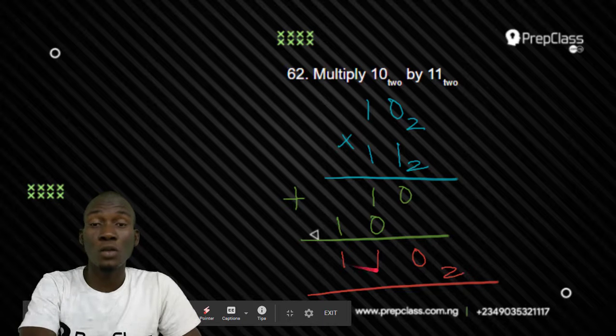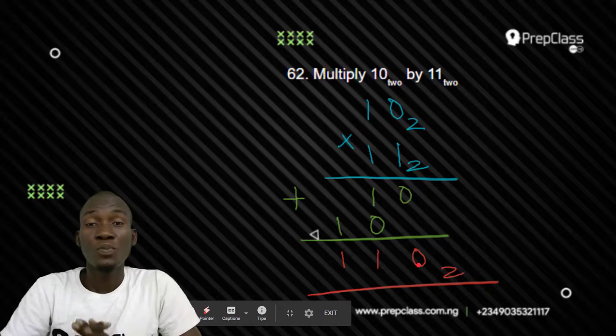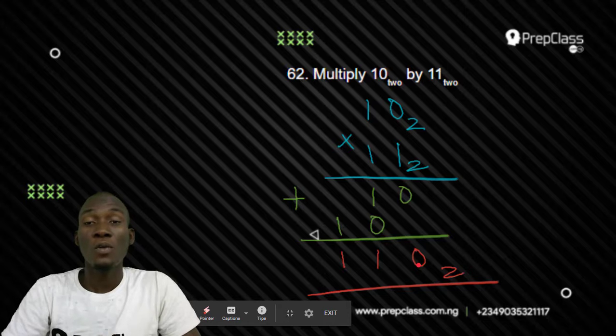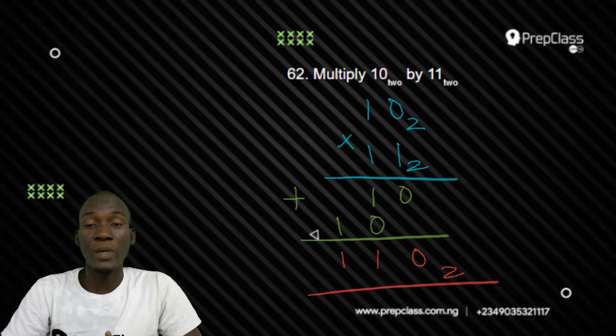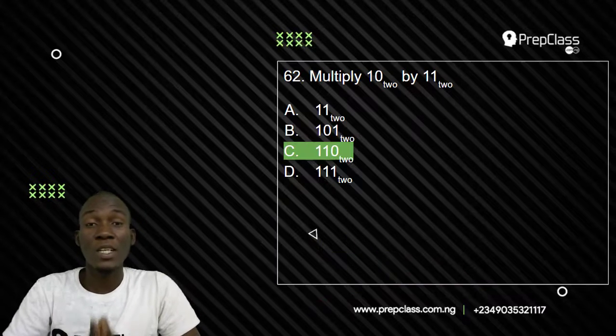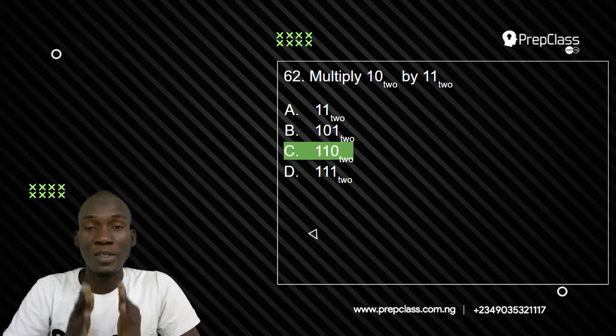So this is giving us 1 1 0 base 2 to be the product of 1 0 base 2 multiplied by 1 1 base 2. And the correct option is option C, 1 1 0 base 2.